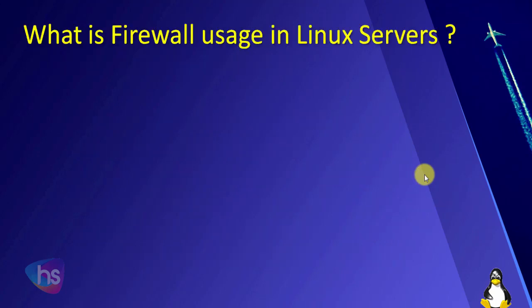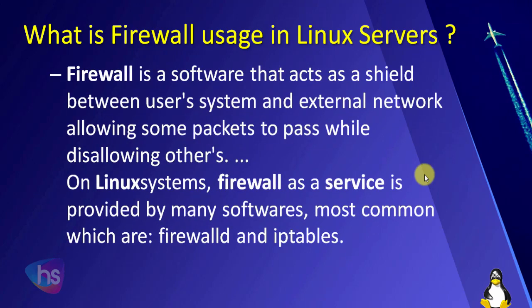We'll see next: what is the firewall usage in a Linux server? The firewall plays a key role in Linux servers. In a production server, the firewall plays a big role. It blocks all the ports for outgoing as well as incoming traffic at the network layer. For example, if it is an HTTP server like Apache, we release only port 80. Other ports, if not required, we block. That major role can be defined by either a software firewall or a hardware firewall.